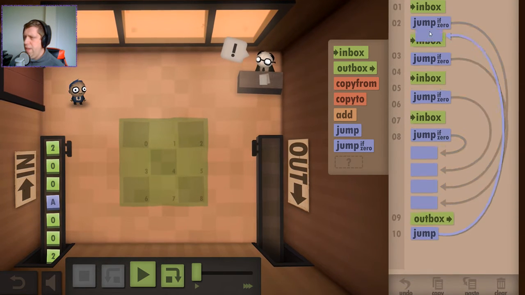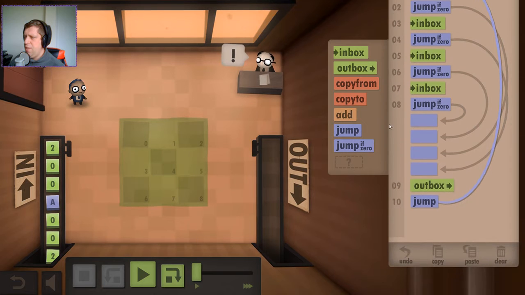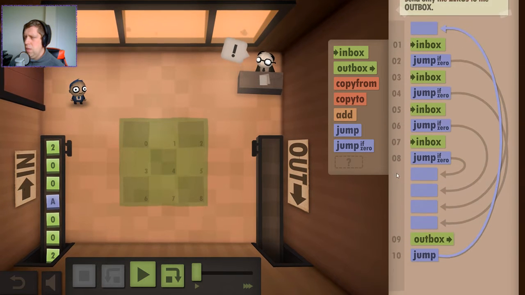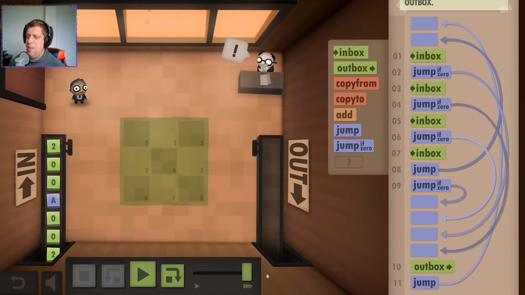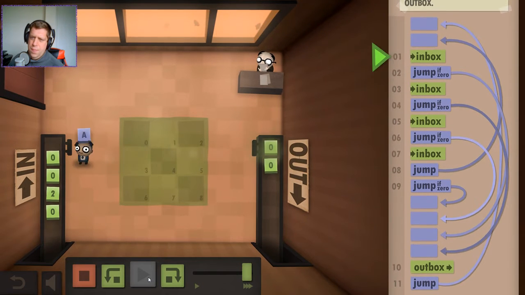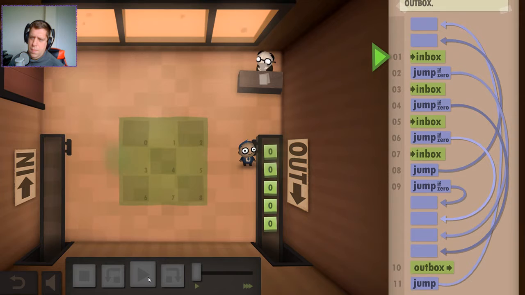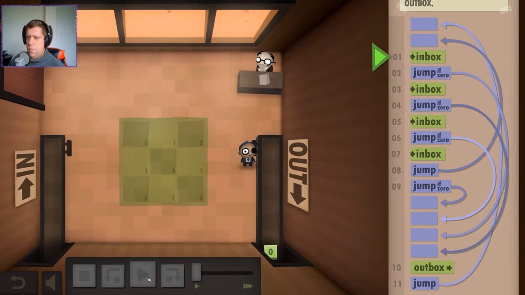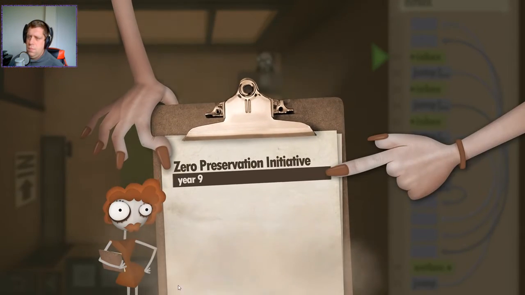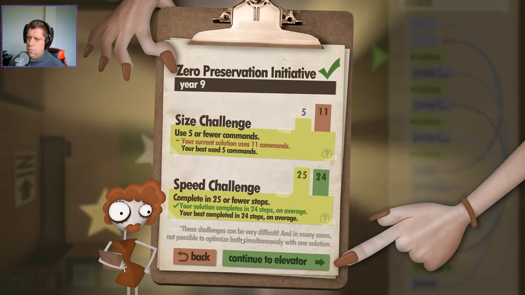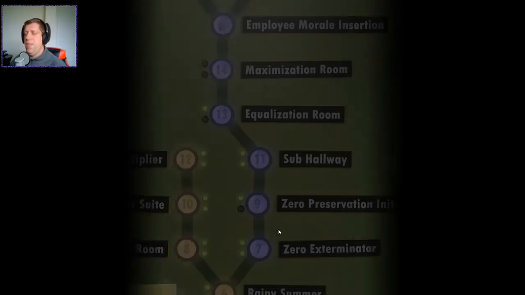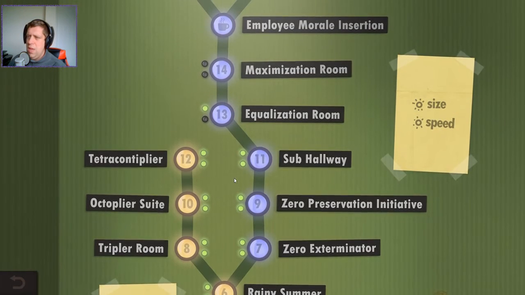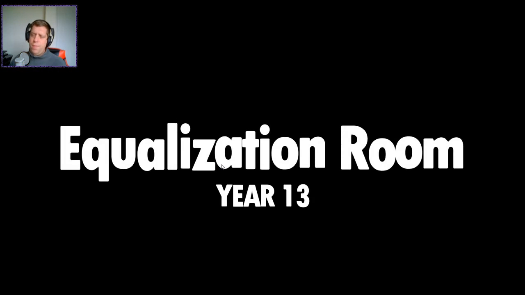Obviously, once we're like here, optimization doesn't really matter, does it? Problem is here, though. We don't know how many items we've got, so. It works! It works! We're gonna take it. Small victories. Alright, the equalization room.